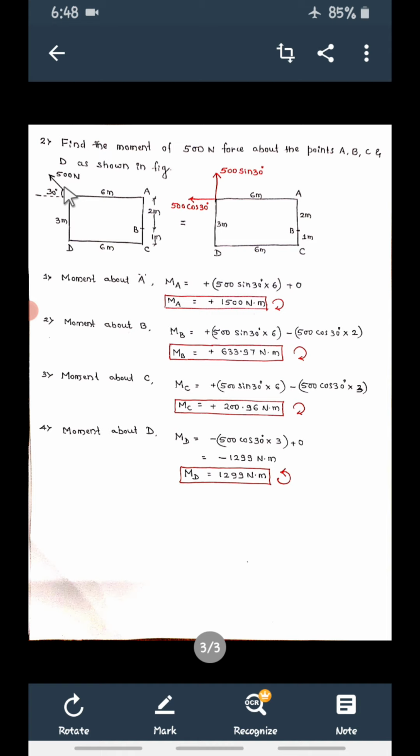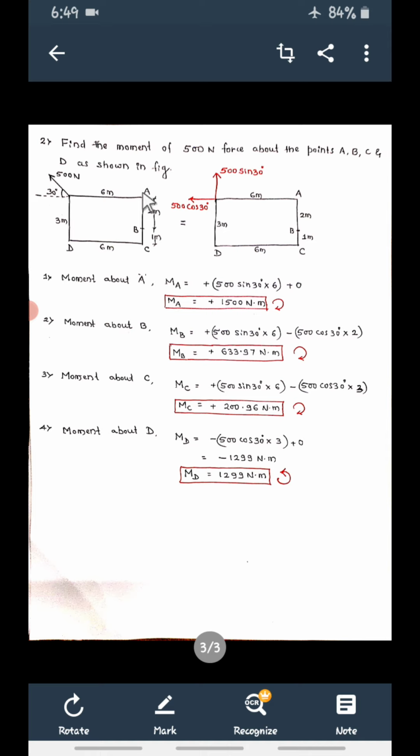If I consider only this inclined force, then I cannot calculate the perpendicular distance between the points and this inclined force. That's why you have to resolve that force along x direction and y direction. When I resolve along x direction, it will go in this direction. So for this angle, it means 500 cos 30 in this direction.